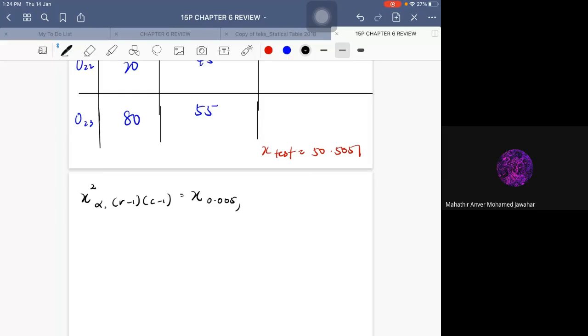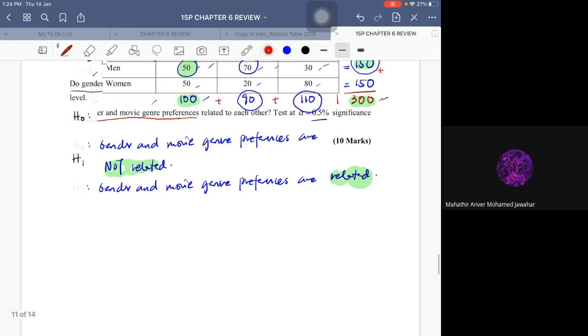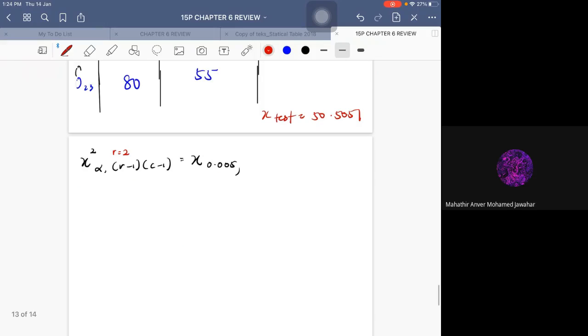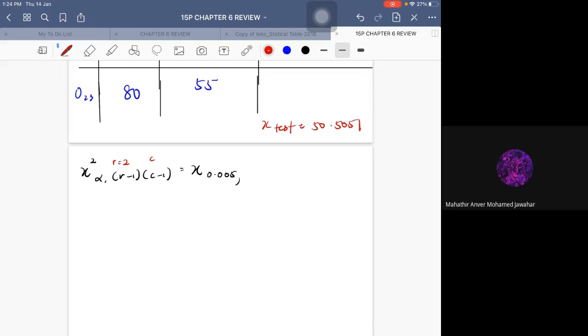Okay, what is going to be our rule for this case? Remember, for rows, we have two rows, so r is equal to 2, because we have gender, male and also female. And for columns, we have three of them, which are animation, action, and romance, so c is going to equal 3. So we apply this into the formula. I'm going to have 2 minus 1 multiplied by 3 minus 1. So that is 1 multiplied by 2.